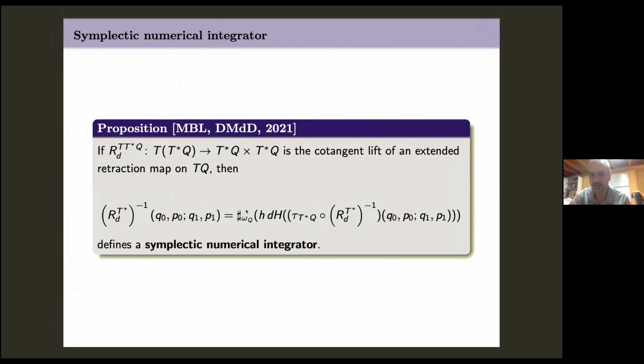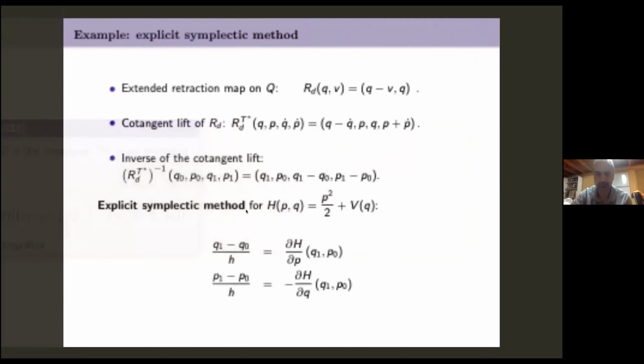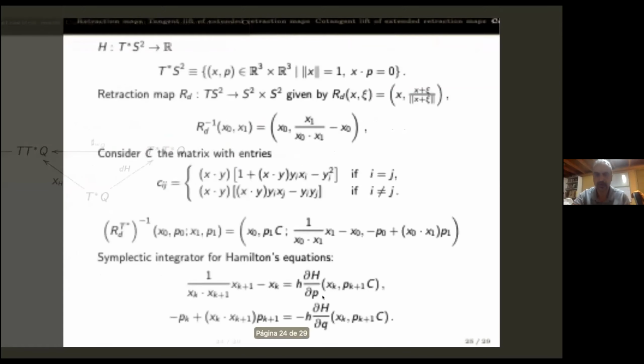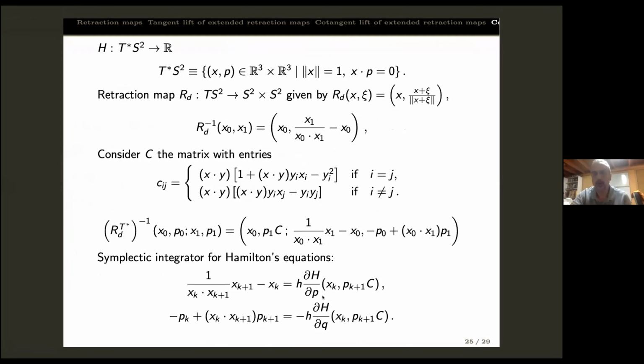This is exactly this equation, but it is simple to compose with the inverse lift of the retraction map. And for instance, by using this very simple retraction map, we obtain the lift as this one, and this is the inverse of this, and we obtain an explicit symplectic method, which typically appears in many books, but this is a consequence of taking precisely this retraction map.